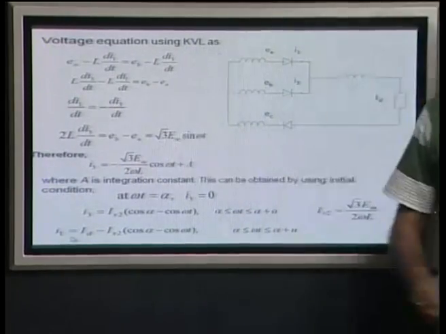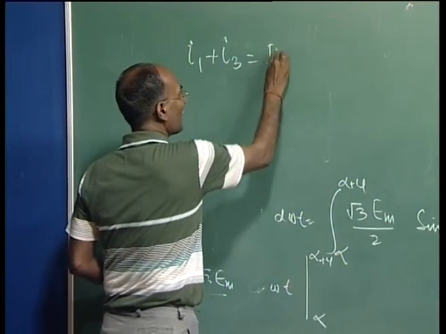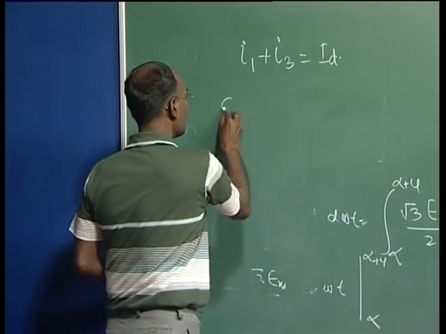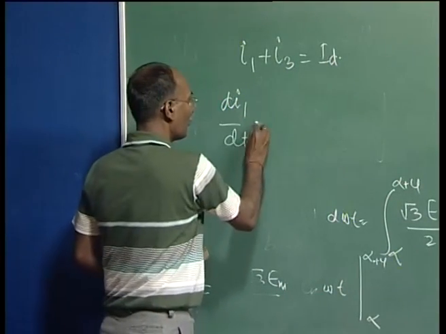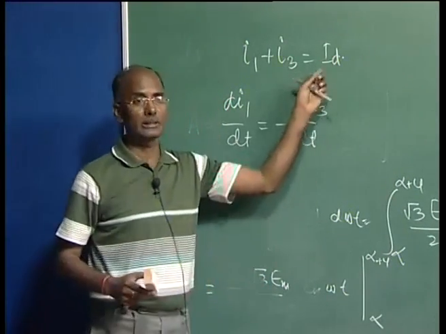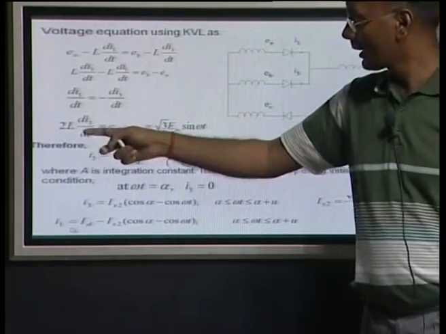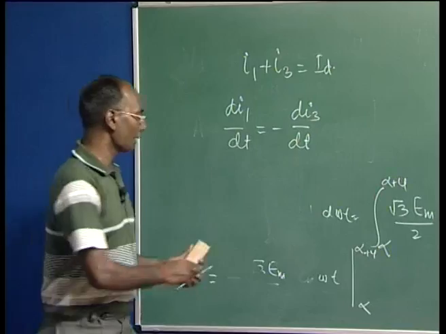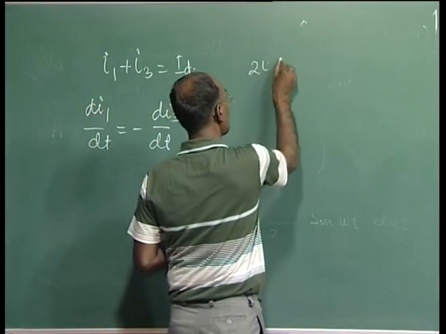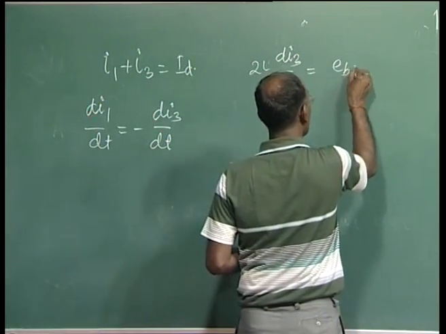We also have another expression, that is I1 plus I3 is Id all the time in that period. So, if you are differentiating, di1 by dt will be minus di3 by dt, because the differentiation of the DC current will be 0. So, using this relation, if you are putting it here, we are getting this expression. Means we are getting the expression for I3, I can say it is twice L di3 by dt, and this is nothing but EBA.